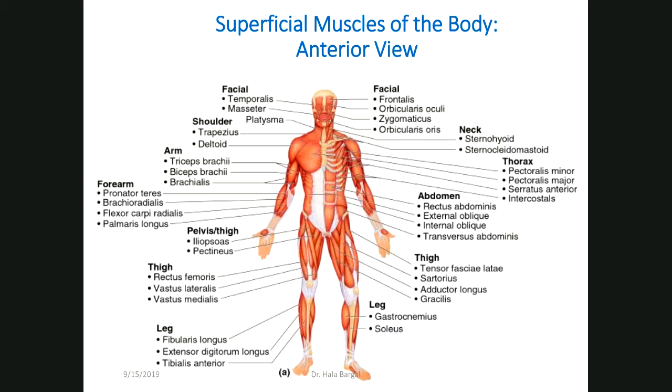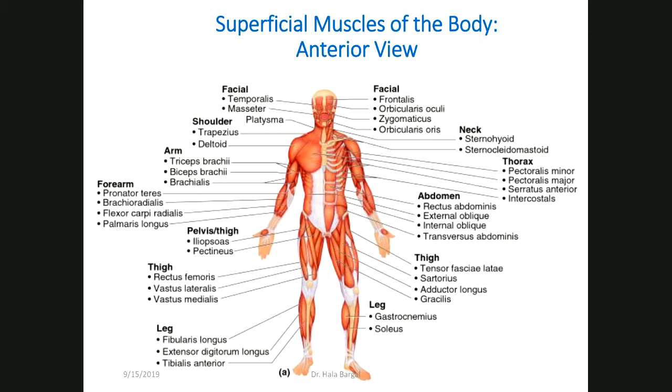Pronator teres. This muscle is named after its action, pronation of the forearm. Brachioradialis, named after its location, starts in the lower part of the brachium and ends in the lower end of the radius. Flexor carpi radialis. This muscle is named after its action, flexion of the carpals. Radialis, it is located towards the radius.